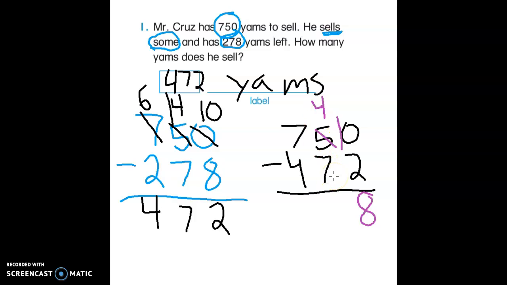4 take away 7, can't do it, so I have to borrow. My 7 becomes a 6. My 4 becomes 14. 14 minus 7 equals 7. 6 minus 4 equals 2. Well, look at that. 278, 278. This should prove to you that if you have a subtraction problem, you can swap your add-ins. Remember, these are add-ins that we can switch around and they'll equal the other. All right.